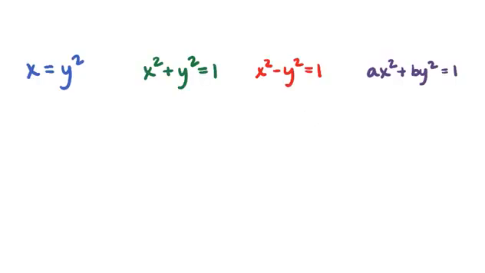Okay, so first I'll show you four equations that you've seen at some point up to now. Anybody know about the blue one, x equals y squared? What does that look like? Yeah, okay, it would kind of look like y equals square root x. It's a sideways parabola. Yeah, so it kind of looks like that.